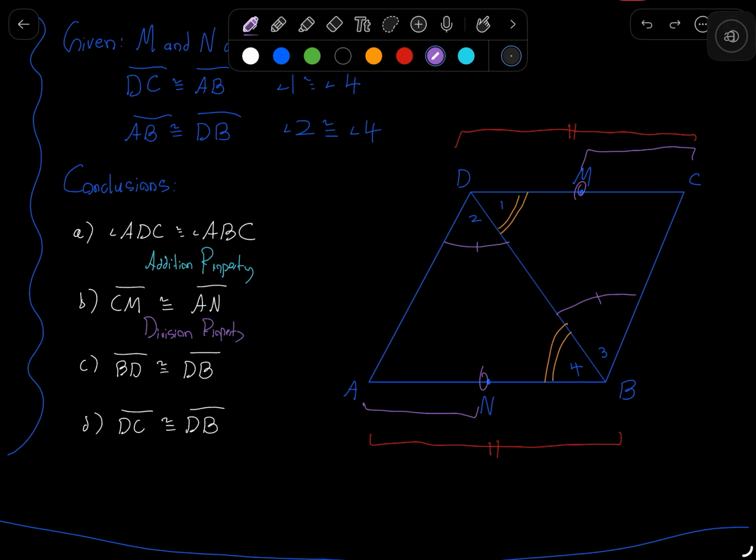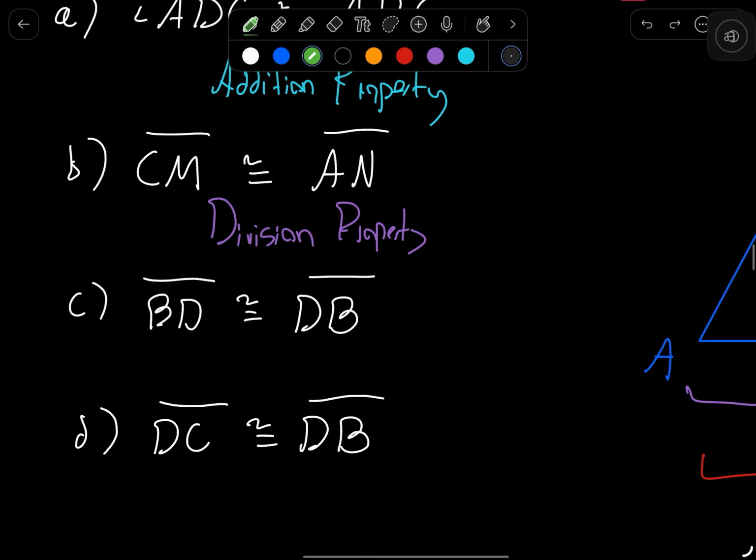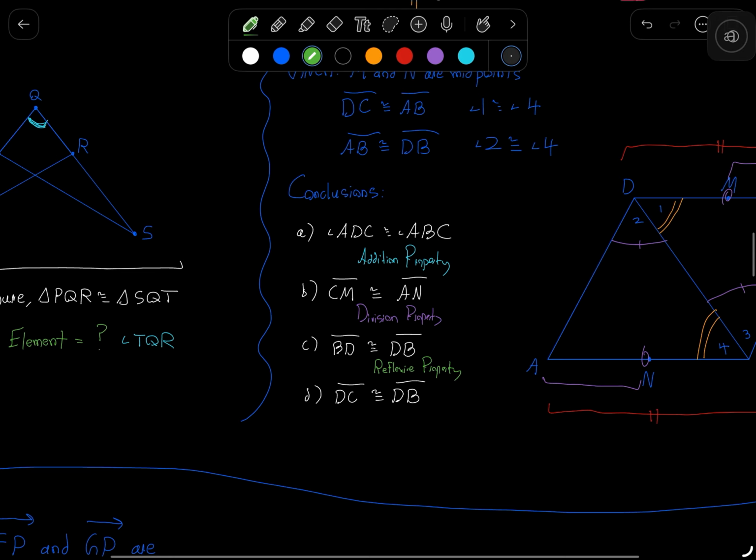Okay, BD is congruent to DB, so we're saying segment BD is congruent to DB. Well, you'll realize this is the same segment, right? It's the same exact segment, so it's actually what we just learned, the reflexive property.